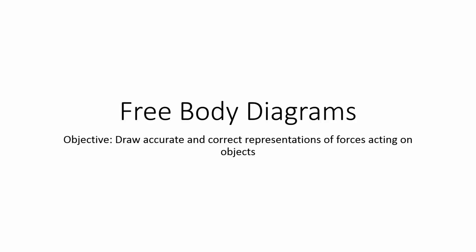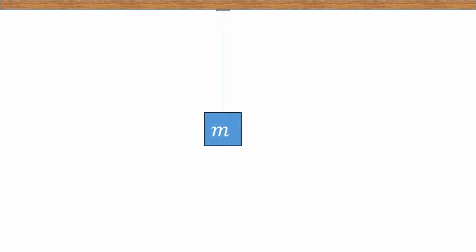The goal of this video is to be able to draw free body diagrams so as to clearly show the forces acting on an object. Consider a mass hanging by a string attached to the ceiling. It should be immediately evident that there are two forces acting on the mass: the force due to gravity pulling it down, and the force from the string holding it up, which we call the tension force.